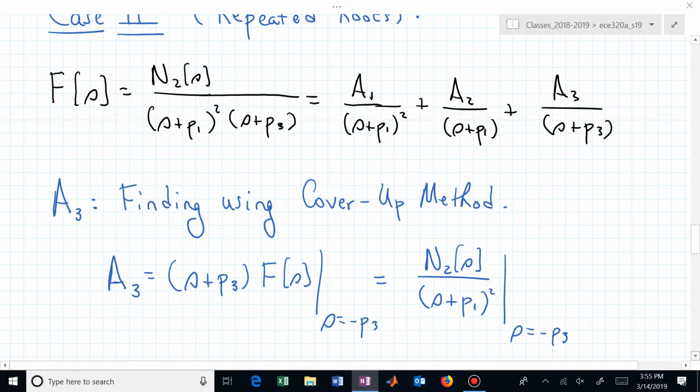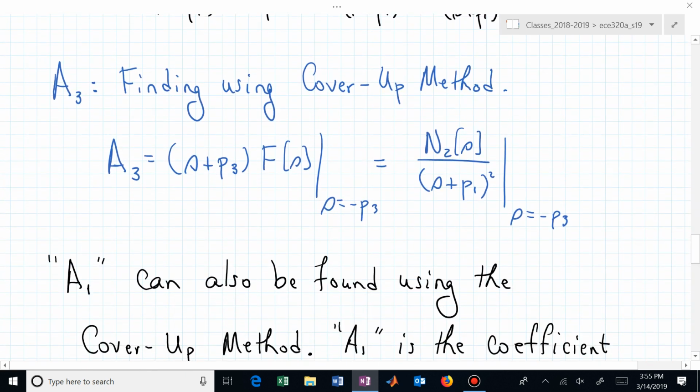That's what I'm saying here. We can find a sub 3 using the standard cover-up method. Multiply all terms by this factor s plus p sub 3. Then the left-hand side of the black equation upstairs loses the s plus p sub 3 factor, and we evaluate n sub 2 over s divided by s plus p1 squared at the value of s that causes that s plus p sub 3 factor to vanish, which is when s is equal to minus p sub 3. And that's what a sub 3 equals.